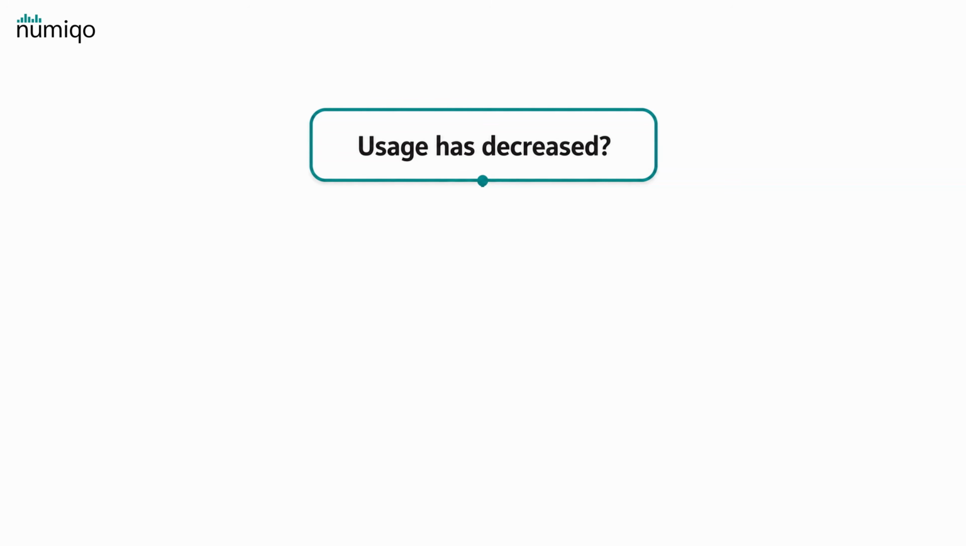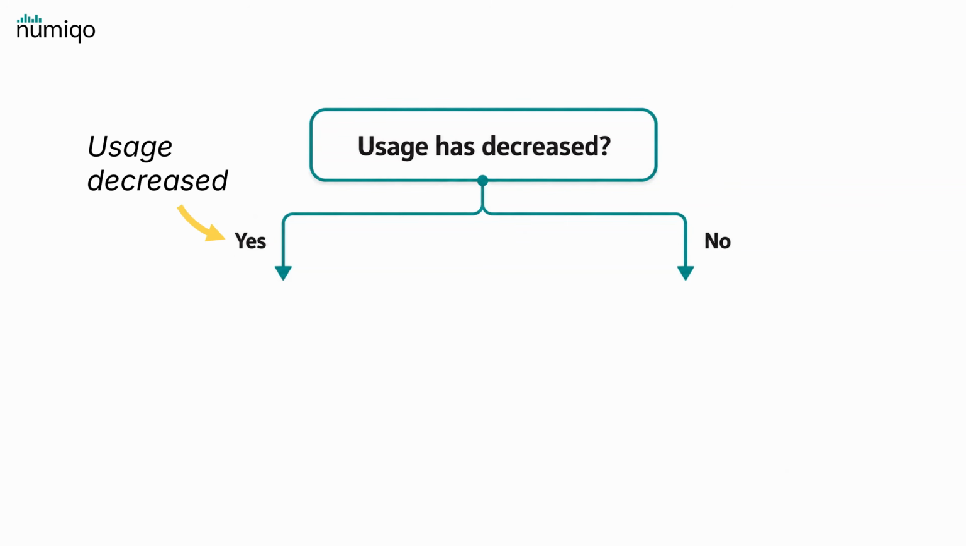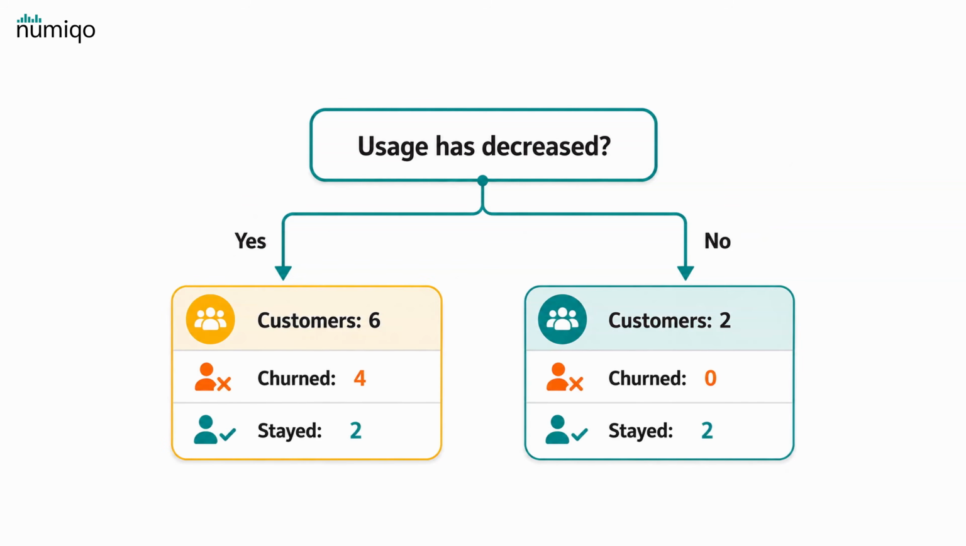At the top is the question, usage has decreased. The tree now splits the customers into two groups. One group contains all customers whose usage has decreased, and the other group contains all customers whose usage has not decreased. Now we look at each group. How many customers actually churned and how many customers stayed? For example, in the group usage decreased, yes, 4 people churned and 2 stayed. Now we can check whether this split is useful for the prediction.